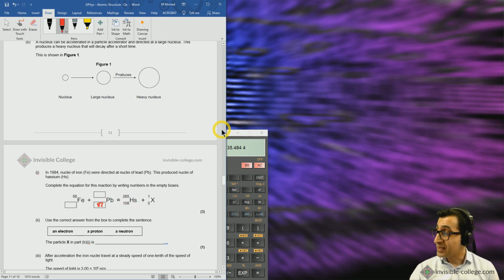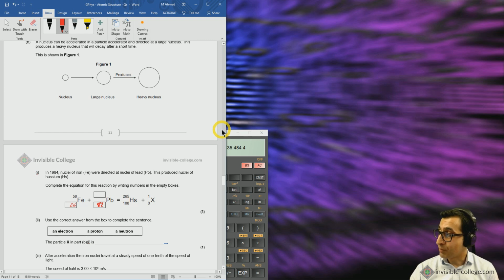But again, it's fairly straightforward if you remember the principle that we saw earlier on, where the total atomic number on the left and the right hand side must be equal. The total on the left must be equal to the total on the right. So we have a total of 108 here. So 82 plus something makes 108. So 108 minus 82 is 26. So this is 26.